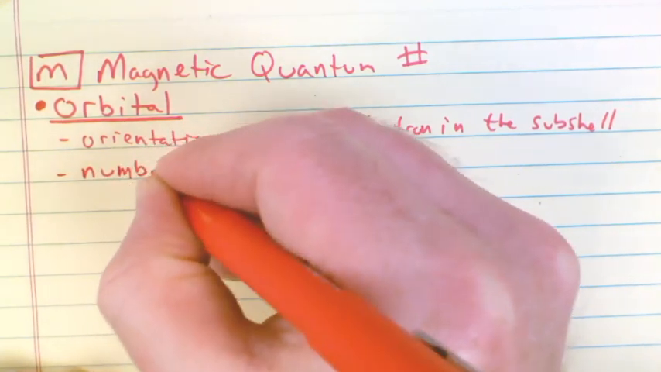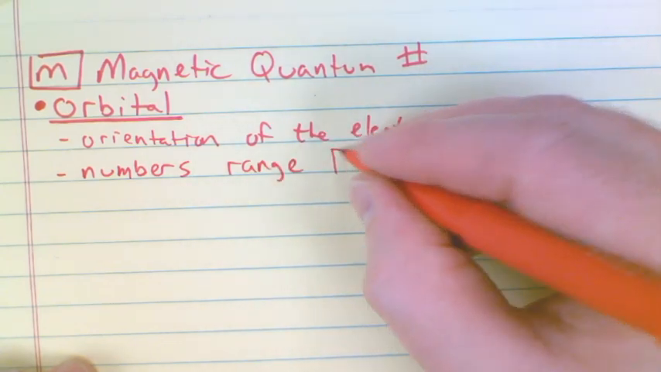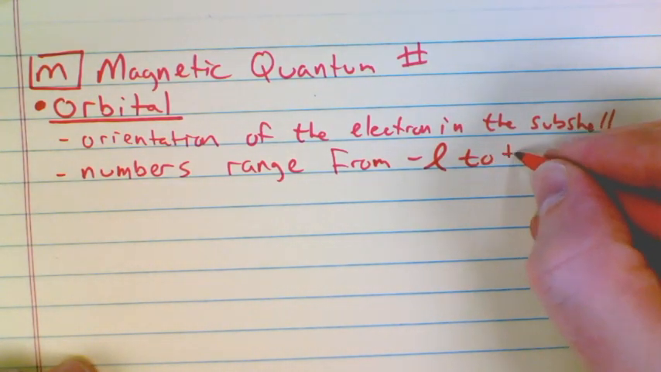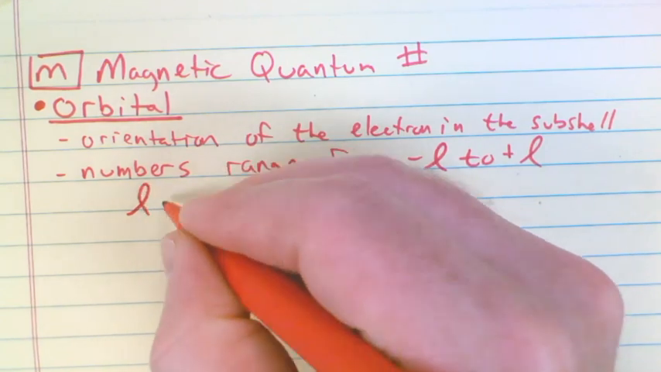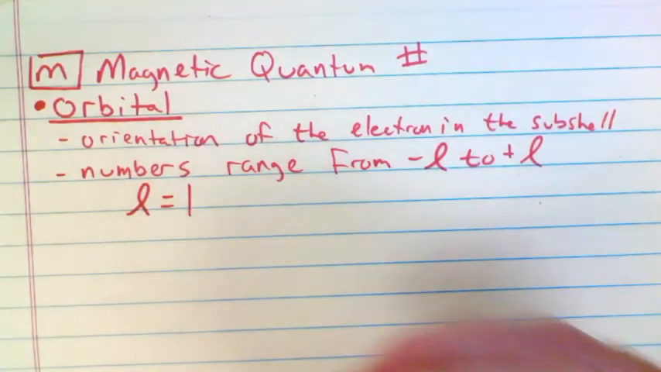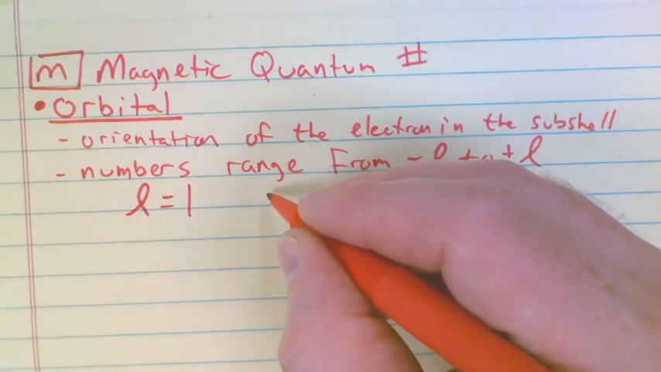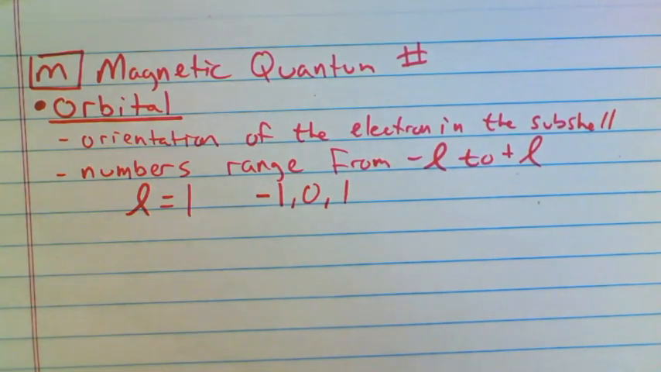Here's how we assign the numbers. They're going to range from negative L to positive L. So we have to look at that L quantum number to figure out what our M value is. So for example, if L has a value of 1, our M values range from negative 1 to 1. So negative 1, 0, 1. So you have to go through the full number line. Negative 1, 0, 1.